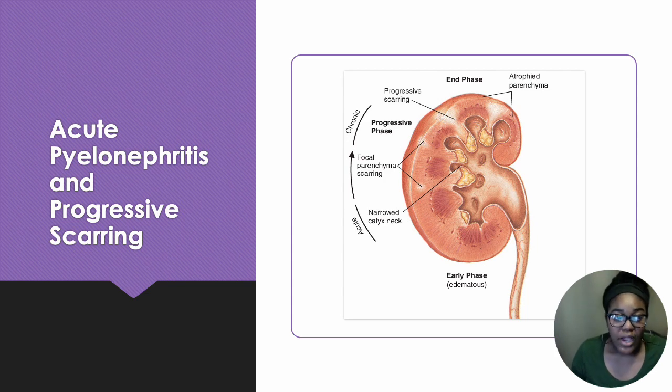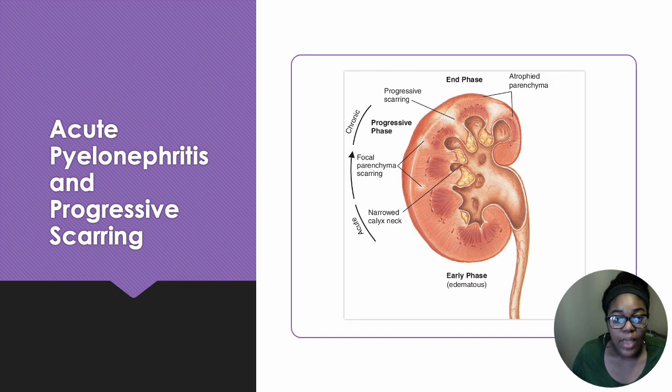Another thing to watch out for with pyelonephritis is that there can be some progressive scarring with the kidneys, and you have different phases of this scarring. You have the early phase, in which the kidneys will swell. You have the progressive phase where the kidneys are starting to narrow, and you have your parenchyma, which is the outer layer of this kidney here, starting to scar.